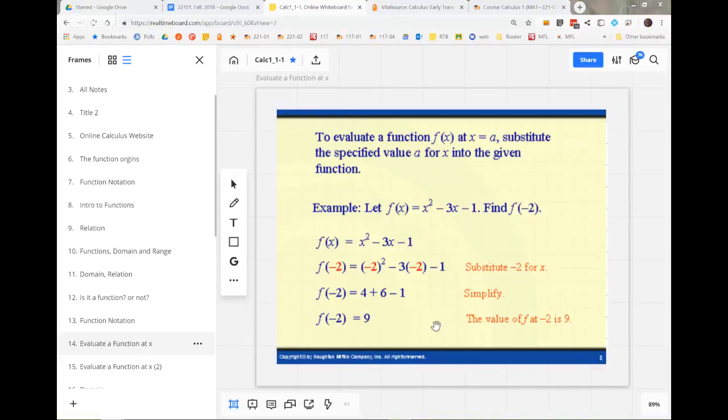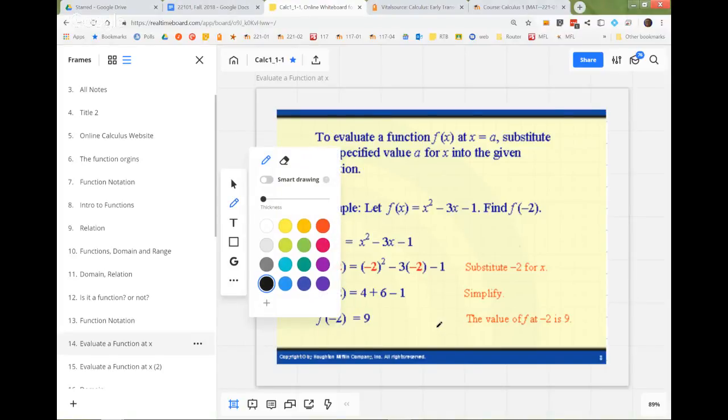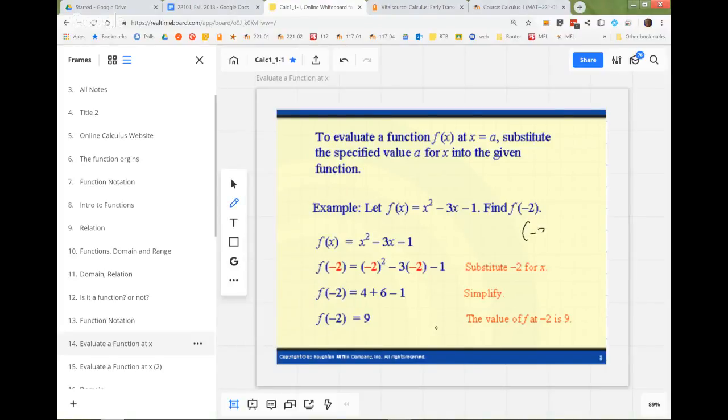Okay, so we could say, in effect, when we plugged in a -2, out came a 9. So f of -2 is 9, and that literally forms a good old ordered pair, -2, 9. All right.